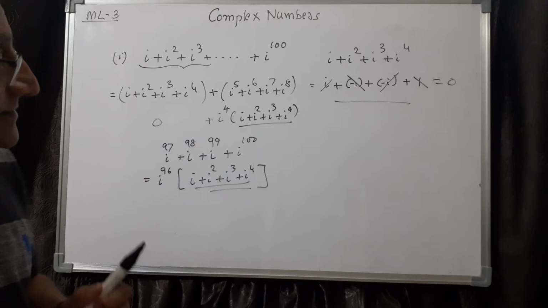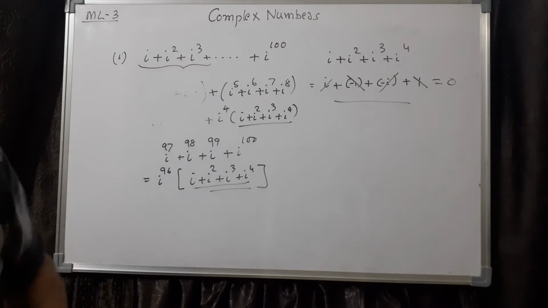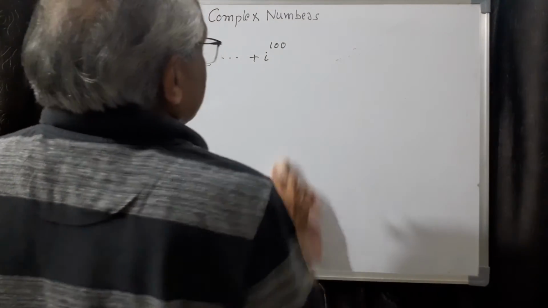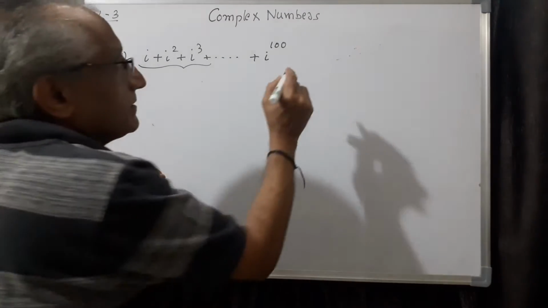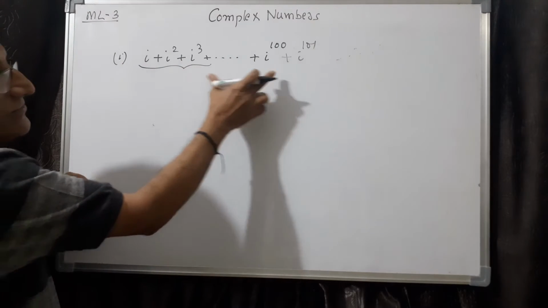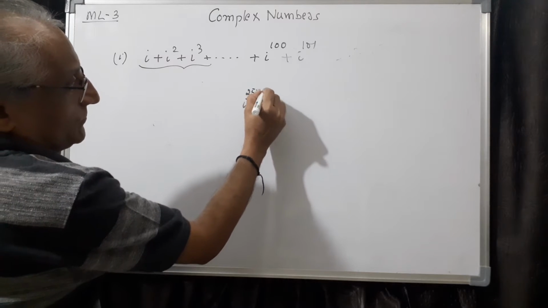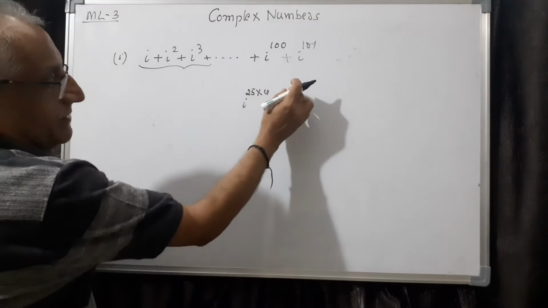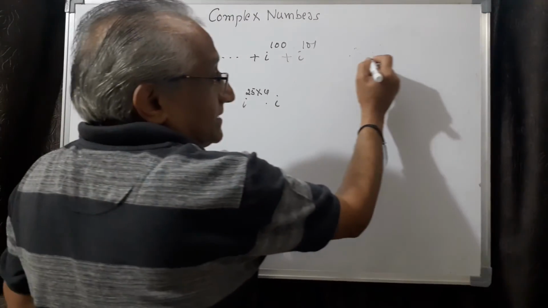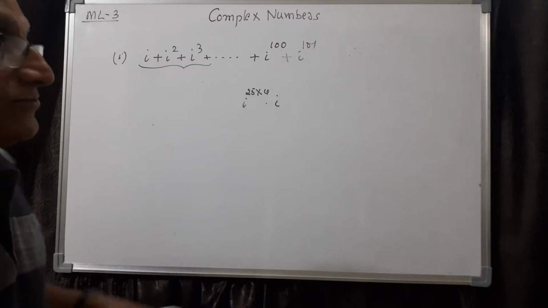Sometimes the question can be like this also. Instead of this 100, it can be i power 101. So in that case, this is 0. What is i power 101? It is i power 25 into 4 into i, so 4 plus 1. So this is i. So the answer is i. So like that, sometimes it can be, write it in the form of a plus ib. Such questions can be there. So you can definitely do it with the help of this.